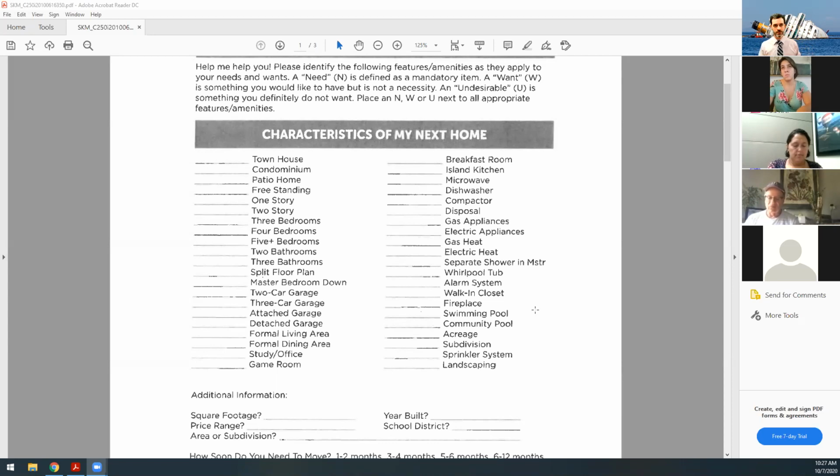A need is defined by me as something that they have to have in the home or they refuse to move into that house. A want is something that would be lovely, but it is not necessarily a deal killer. In our particular situation, if they do not want stairs in their home for whatever reason, maybe they got a bum leg, they would put townhome as a need. You have now weeded out thousands of townhomes that you're not going to show them.